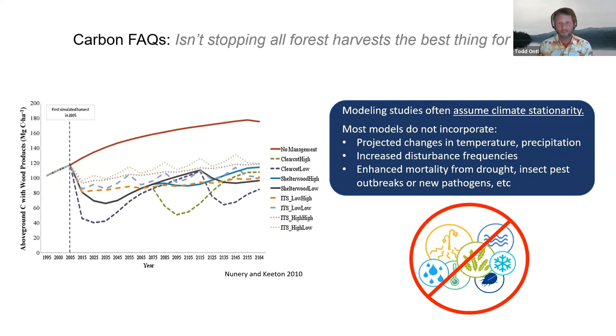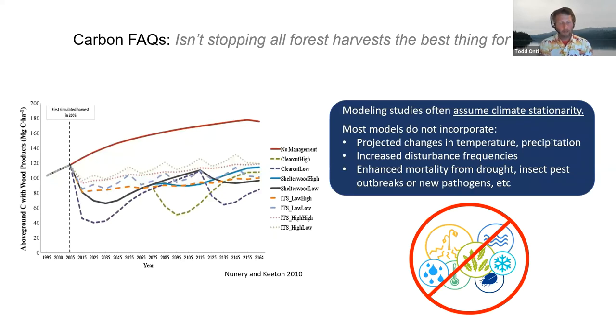The first is this idea of leakage. If we stopped harvesting trees, if we stopped managing forests for harvested wood products, the demand doesn't go away. And so there's this idea of leakage: those harvesting actions are just going to take place elsewhere. So it's not necessarily going to have the benefit of increasing carbon storage when you're thinking broadly across the landscape. That's one thing to keep in mind.